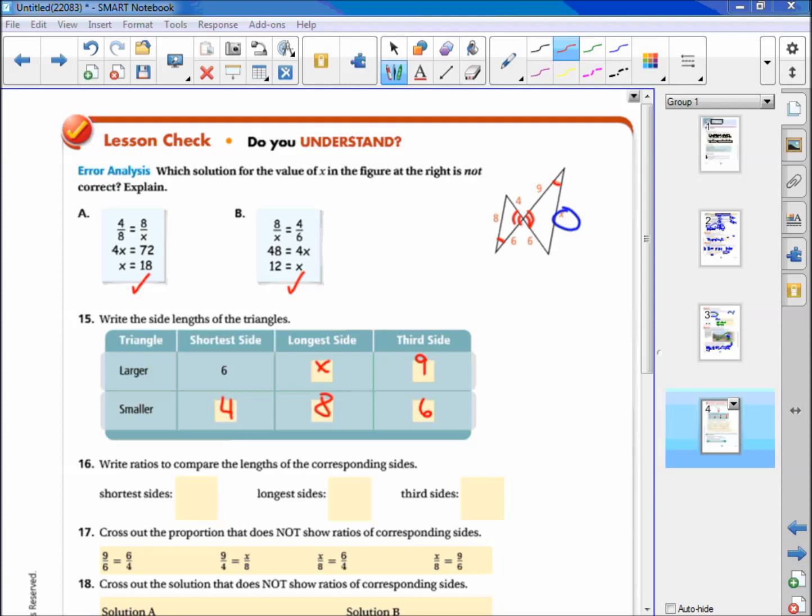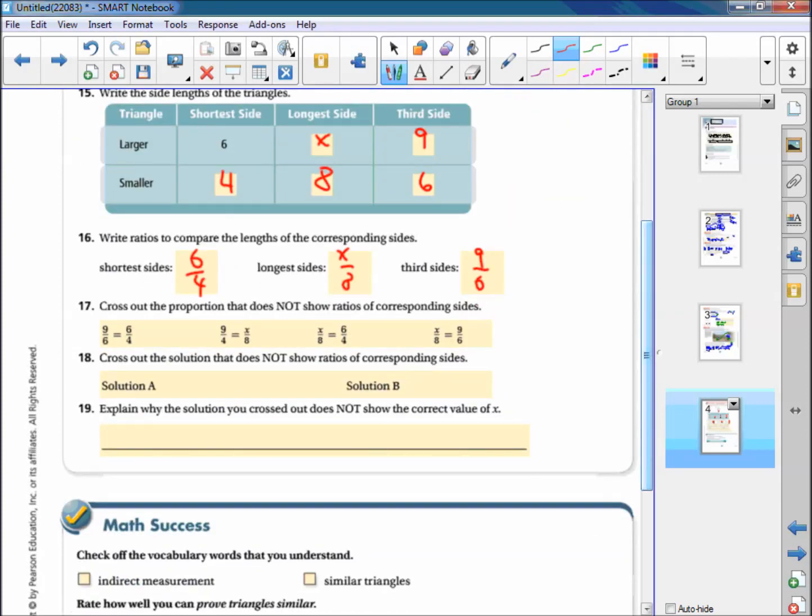Okay. Write the ratios to compare the lengths of the corresponding sides. So the shortest side's ratio is going to be 6:4. The longest side ratio is x:8. And the third side, or the medium side, is 9:6. Okay. Cross out the proportion that does not show the ratios of the corresponding sides. So 9/6 to 6:4, that one's fine. 9/4, I don't have any 9/4 in here, and x/8, so this one's probably going to go away. x/8 and 6/4, that's here and here, so that's good. And x/8 and 9:6, that's here and here, so that's good.